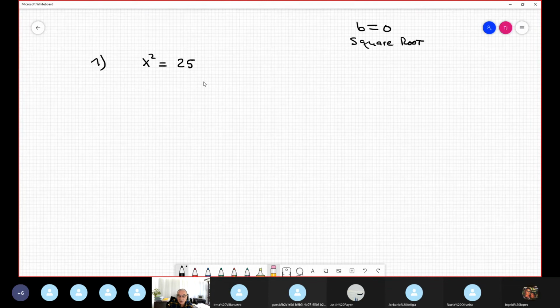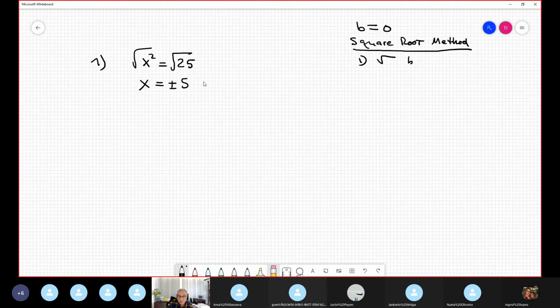Square root method, okay? Basically, what is the idea? You apply the square root to both sides. This is x, and the square root of 25 is 5. I know it's 5, but you put plus and minus. The square root method involves two actions. Number one, apply the square root to both sides. And don't forget, this is the important part, plus and minus on the right-hand side.